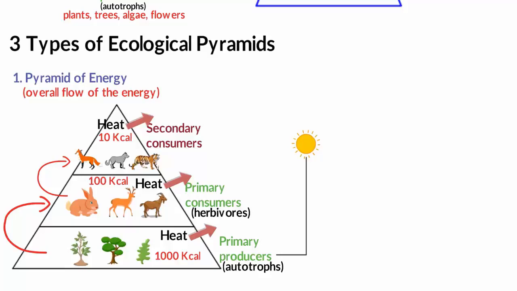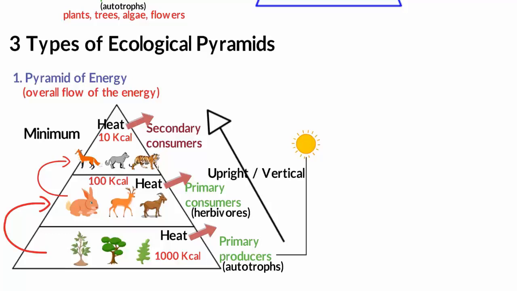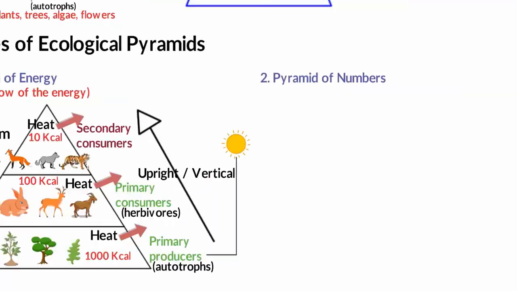And in the end, if you look at this energy pyramid, it is always upright and vertical. In other words, the energy is minimum at the highest trophic level and the energy is maximum at the lowest trophic level. The second type of ecological pyramid is the pyramid of numbers.